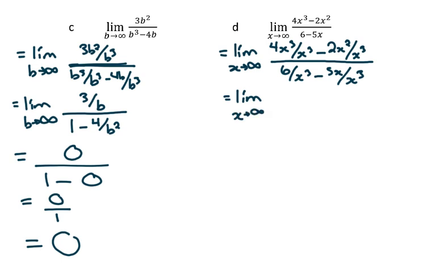Start canceling. 4x cubed over x cubed goes to 4, minus 2x squared over x cubed. 2 of those x's cancel, goes to 2 over x. 6 over x cubed, nothing cancels, so it stays as is. And 5x over x cubed, one of the x's cancels. It is 5 over x squared.